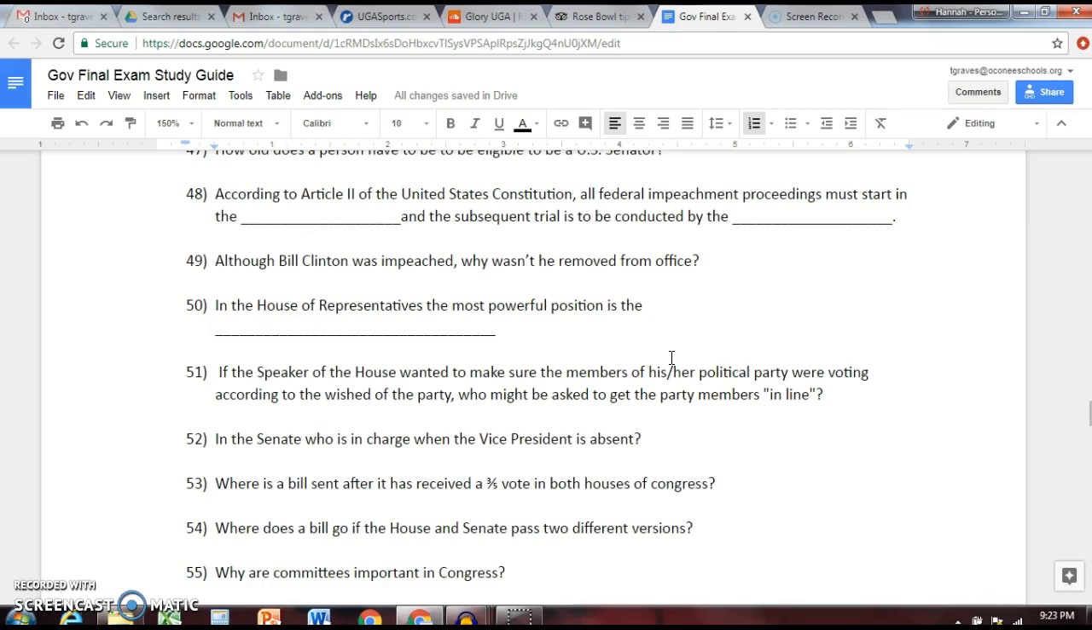So if they have different versions of the same bill, in order for them to come to an agreement, the bill is sent to what we call a conference committee, where members of both the House and the Senate meet together to try to work out a compromise bill they both can agree on to send to the president.